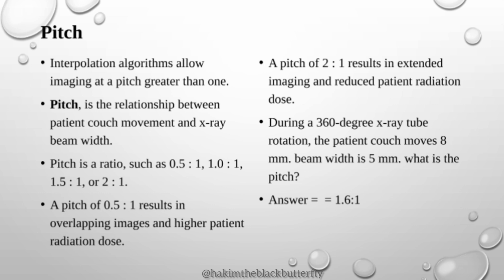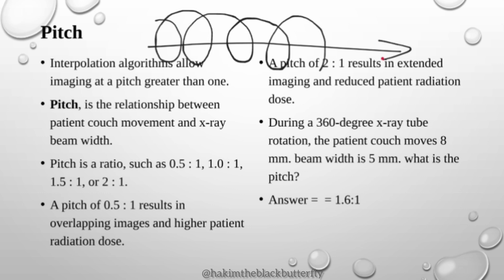If the speed of the table is so high compared to the speed at which the tube and detector complete the 360-degree rotation, it means chances are there will be some missing tissues that are not scanned. There will be tissues that are not going to be interrogated by the X-ray beam. As the tube and detector are rotating, the table is moving this side.